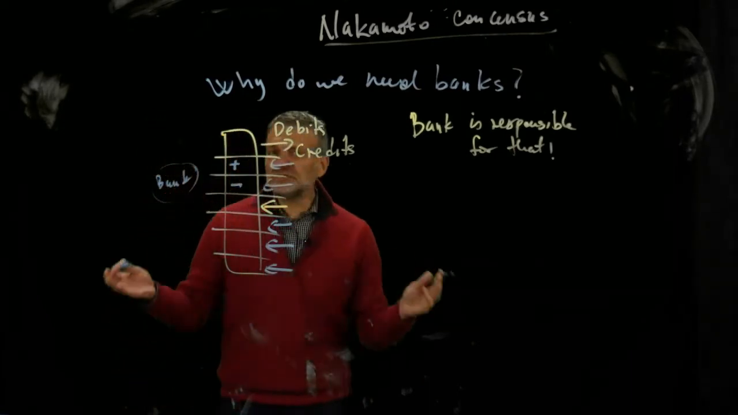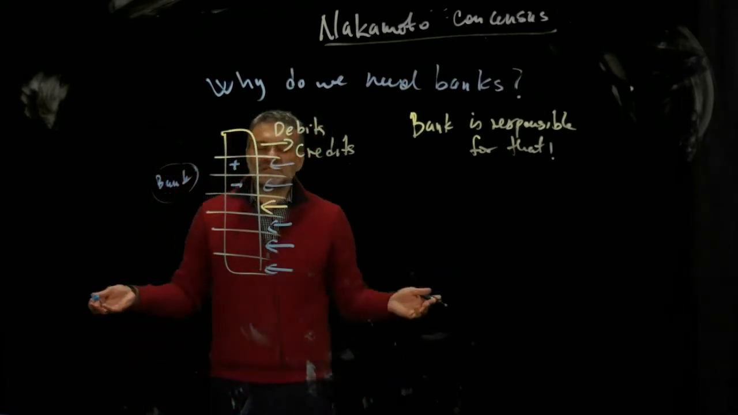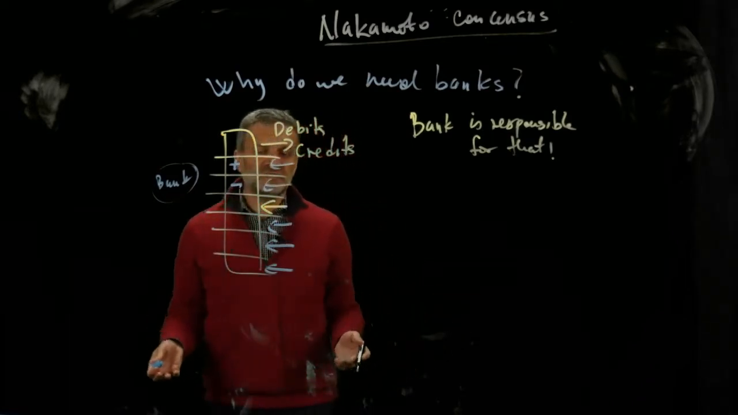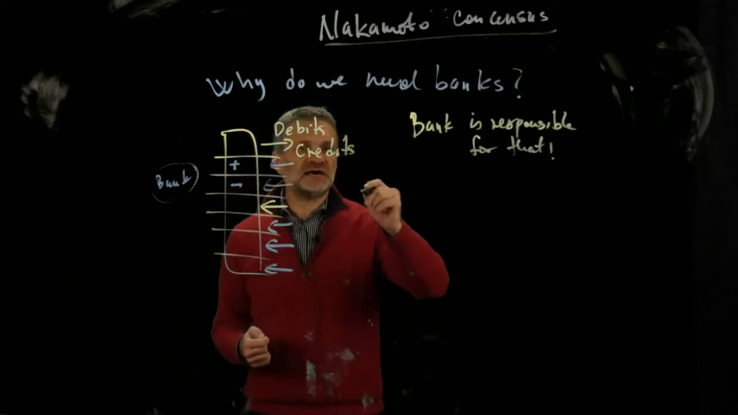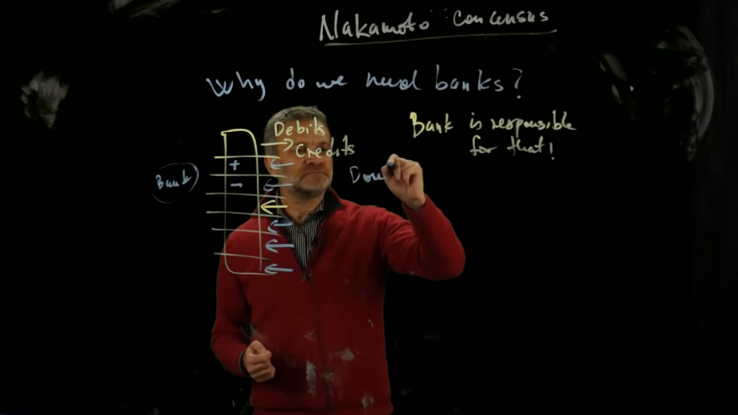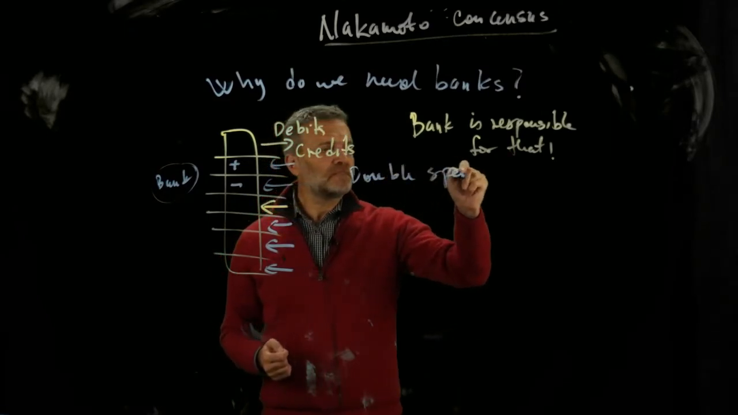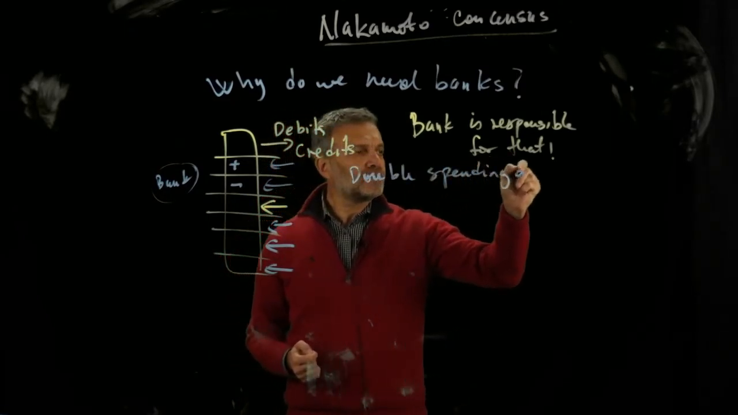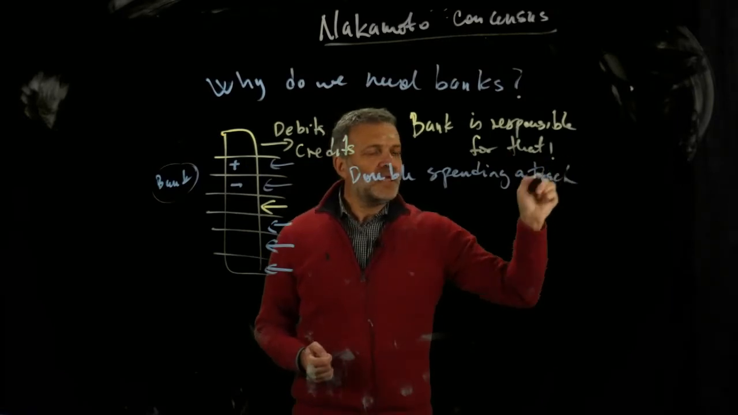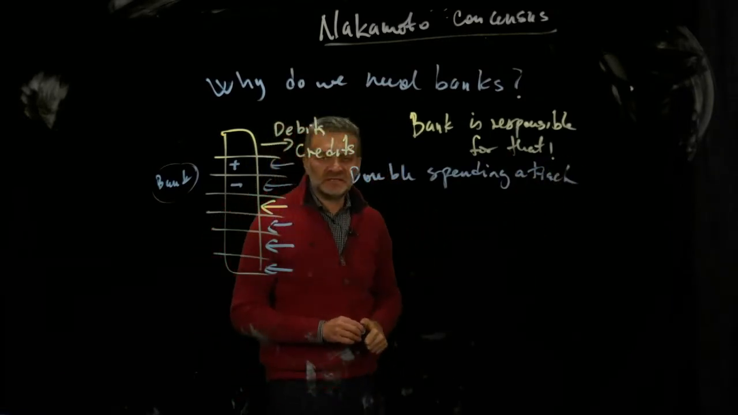Now, let's assume that you do not have a bank. Then what is the problem? What is the big problem of not having a bank? Then you have something called a double spending attack. And what does it mean to have a double spending attack?